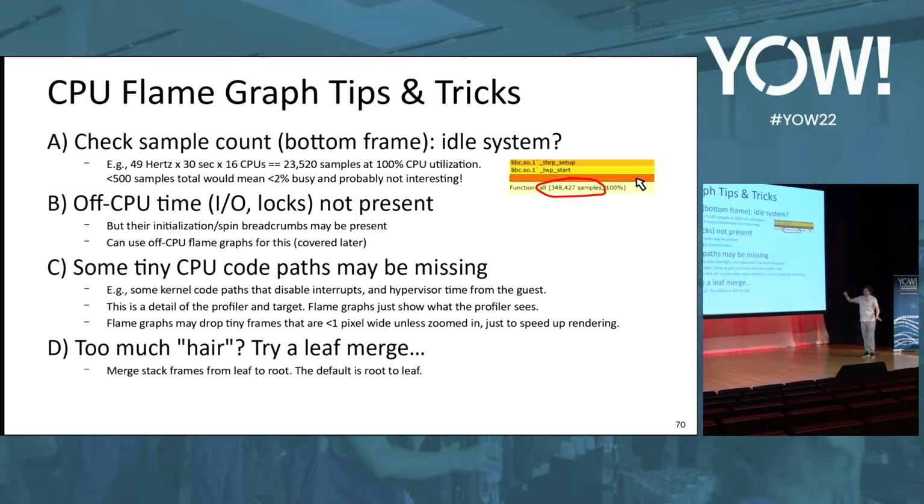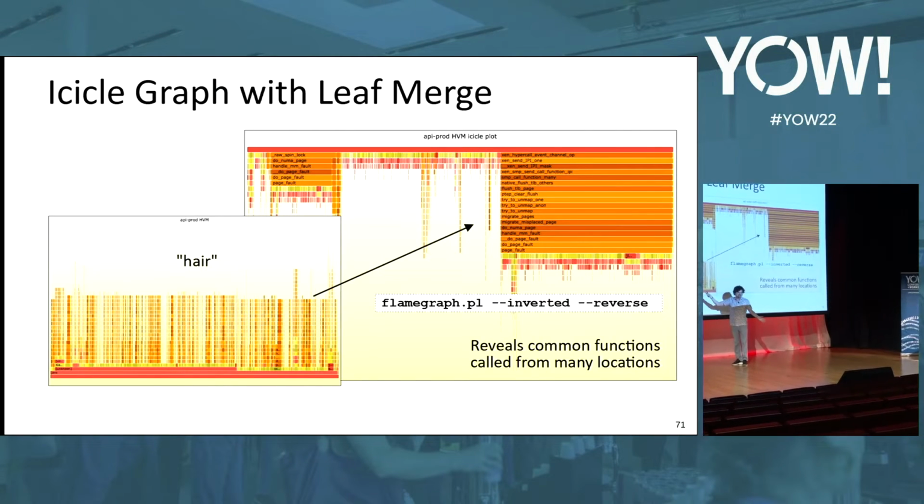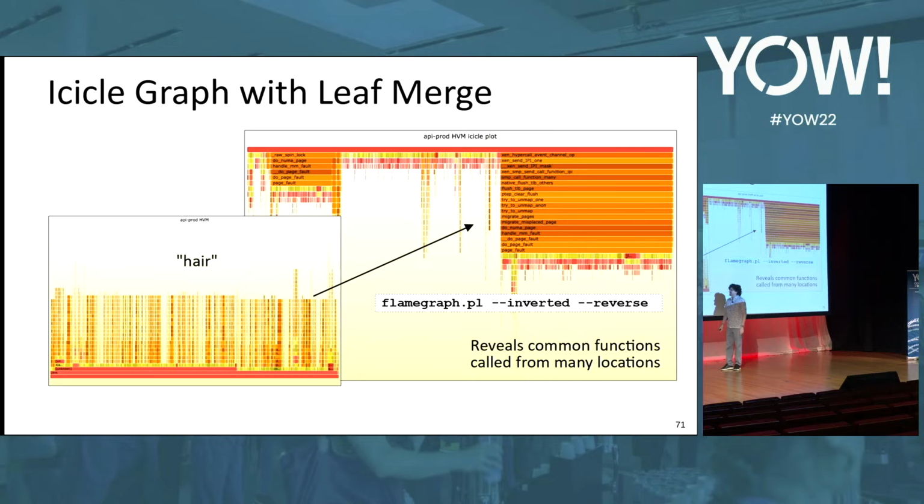Another tip and trick, if there's still too much hair at the top of the flame graph, you can reverse the polarity of the neutron flow and merge at the top instead, a leaf merge. That's not actually what it's called, but anyway, leaf merge. So this was a profile I had at Netflix where you can see it's hair. It's like, okay, that's not terribly great.